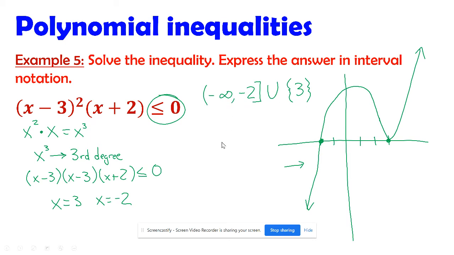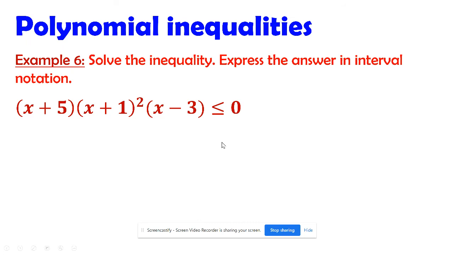Couple more. This one's a lot bigger. We've got a lot going on here. This is actually a 4th degree polynomial because if you look at this, we have an x. We have an x that's going to get squared, and then we got another x. And if you put all those together, you would get x to the 4th. So this is a 4th degree polynomial.